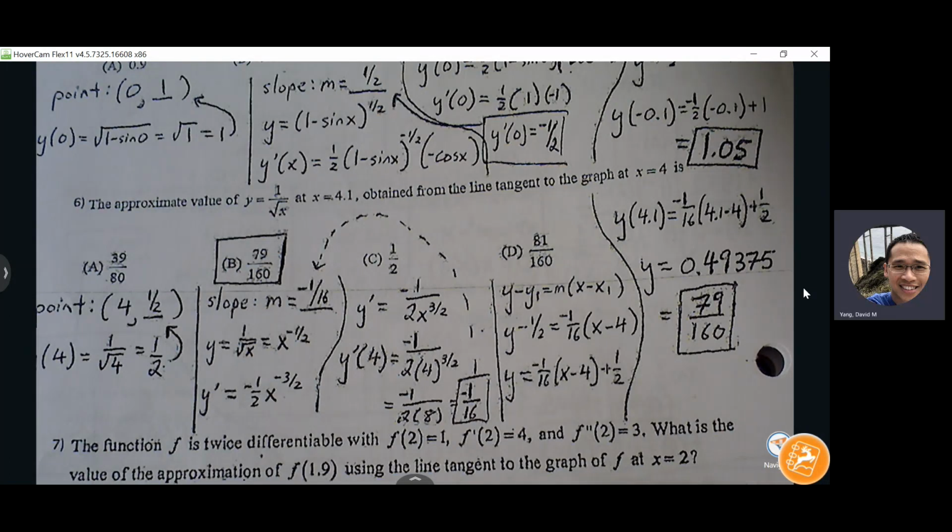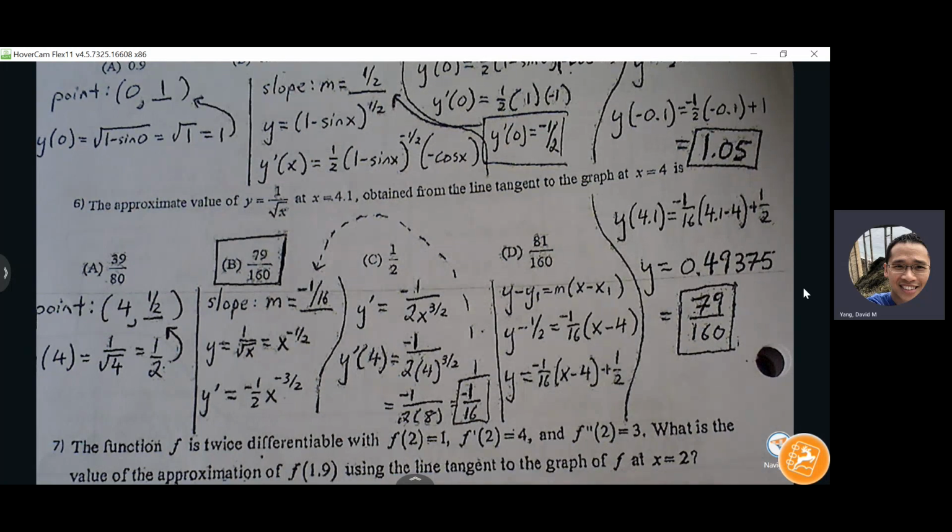Okay, number 7 and number 8, I think is manageable. The same process, right? Focus on getting your ordered pair, getting your derivative, getting your slope, point slope form, and then save the decimal until the very end, right? The linear approximation should be the easiest part of the process, assuming that you are focused on building that tangent equation first. Okay, you guys can practice that on your own. I just wanted to make sure that you guys are good with the steps and the concept here.